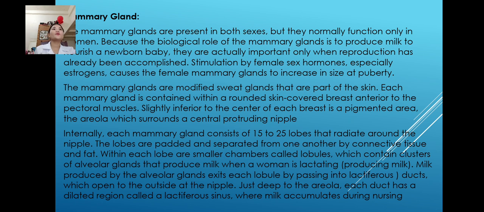Within each lobe are smaller chambers called lobules, which contain clusters of alveolar glands that produce milk when a woman is lactating, or producing milk. Milk produced by the alveolar glands exits each lobule by passing into lactiferous ducts, which open to the outside at the nipple just deep to the areola. Each duct has a dilated region called the lactiferous sinus, where milk accumulates during nursing.